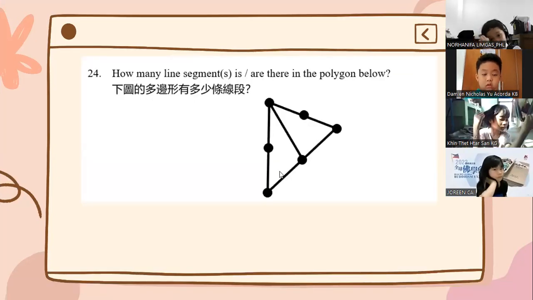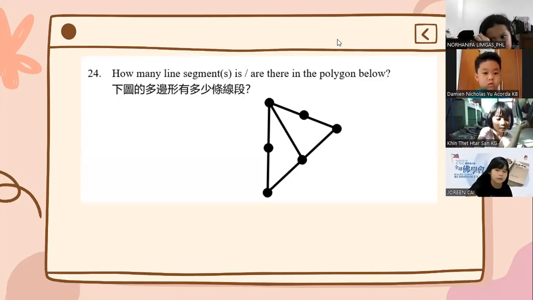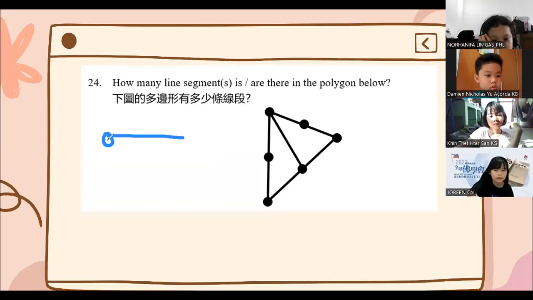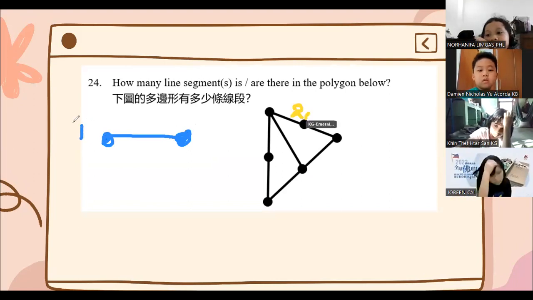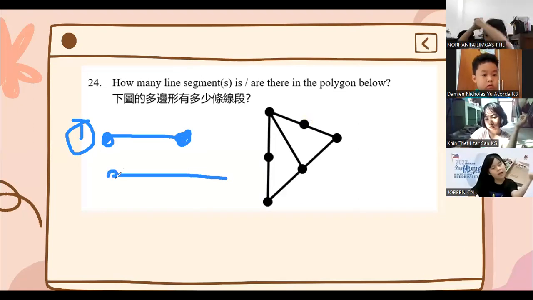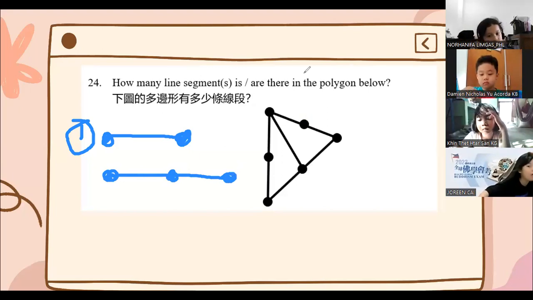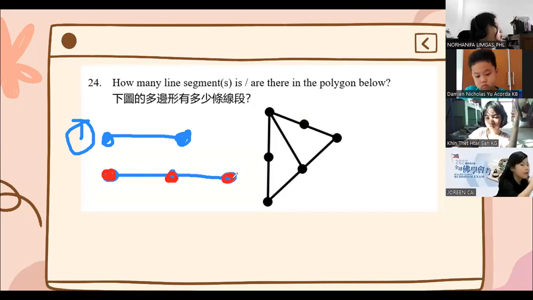How many line segments are there in the polygon below? 9, 8. What else are your answers? 10. Okay, I'm gonna ask you, if you have a segment and then you have 2 points right there, how many line segments can you make out of that? 1. Very good. How about if your segment has 3 points? How many line segments can you make out of that? How many? 2. If you have 3 points in the segment, how many line segments now? 3, 4. What is your answer?